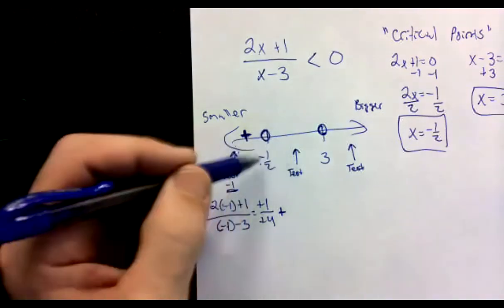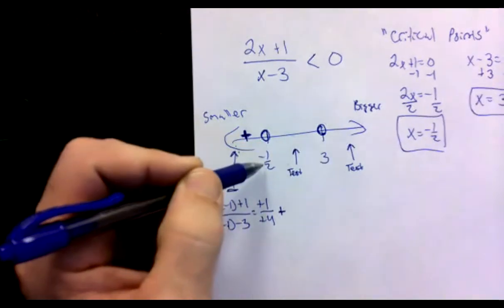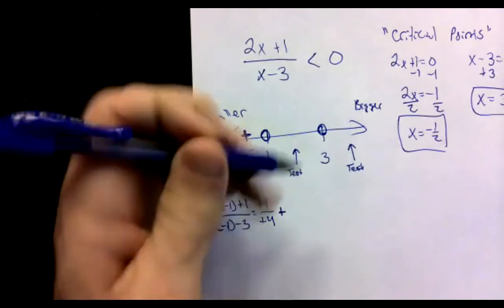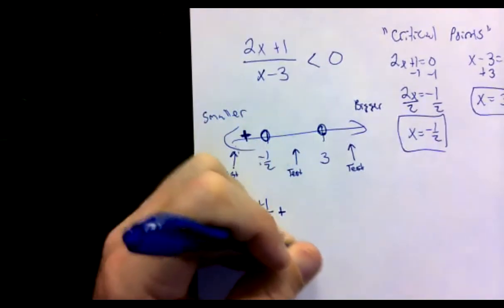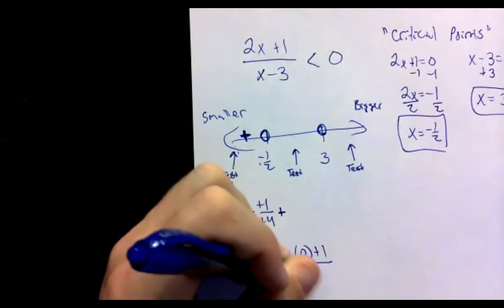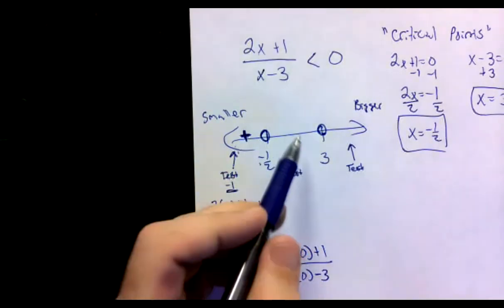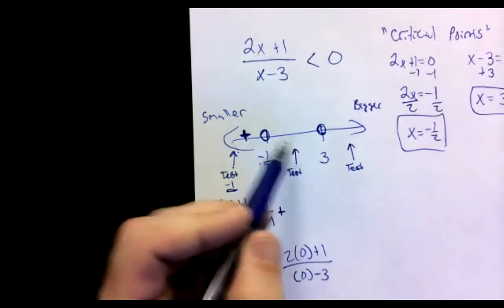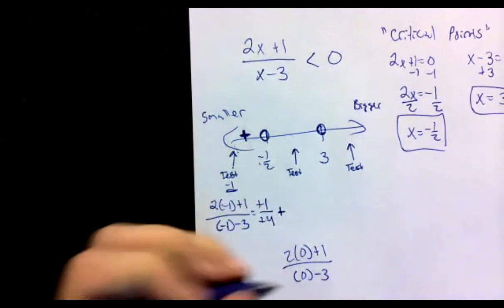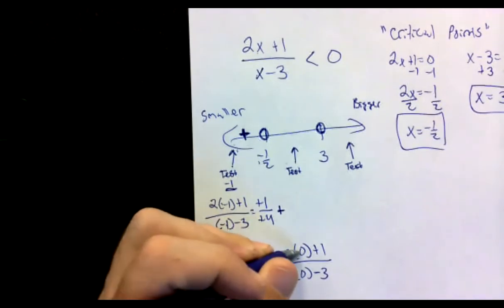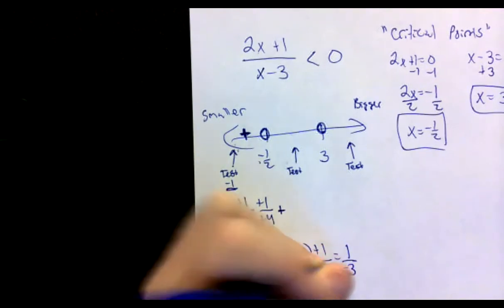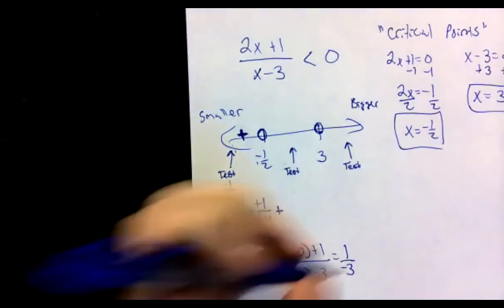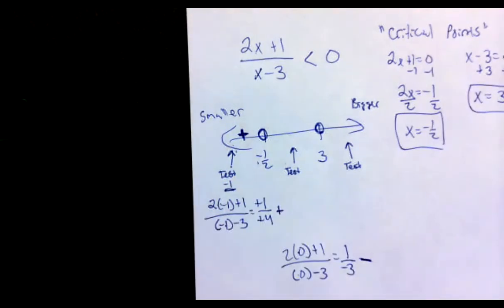If I pick something in between -1/2 and 3, really easy between a negative and a positive, I'm going to choose 0. It wouldn't matter. I could have picked 1 or 2. But I'm going to pick 0 because zeros are nice because they just go away. 2 times 0 is 0. 0 plus 1 is 1. 0 minus 3 is -3. So that generates a negative solution.